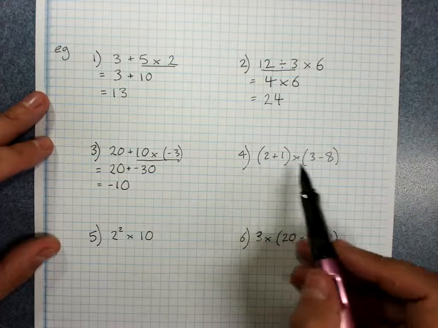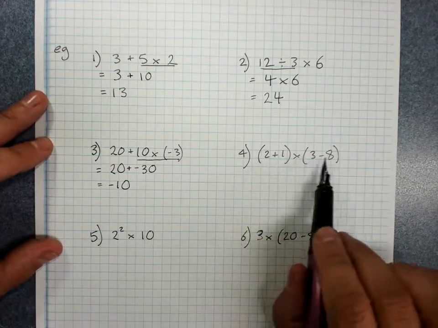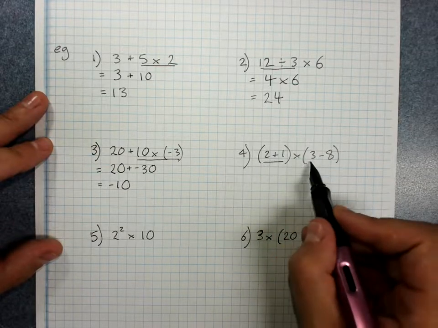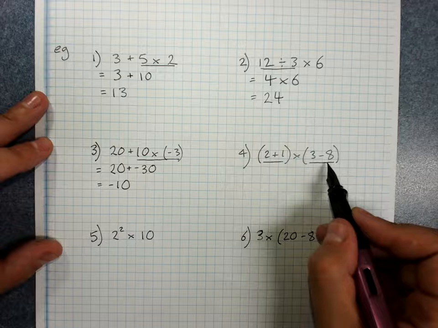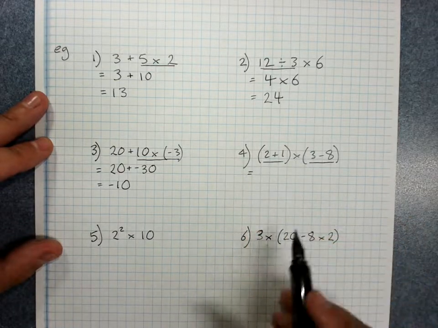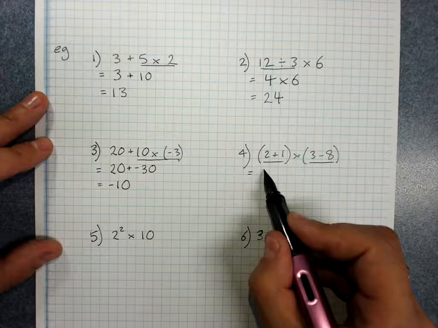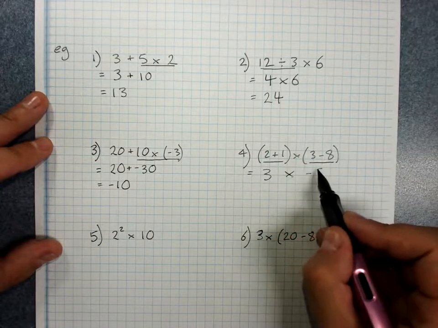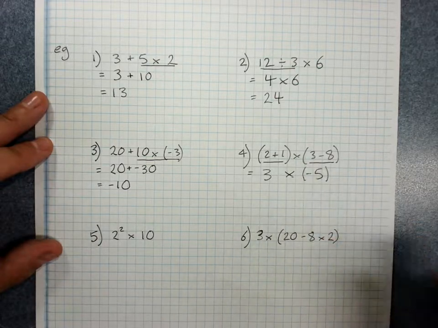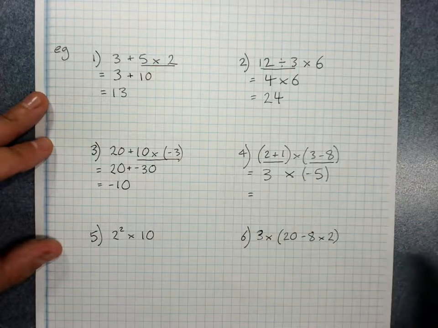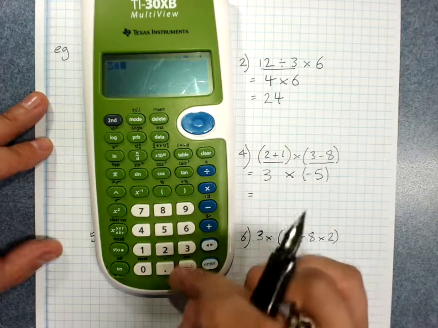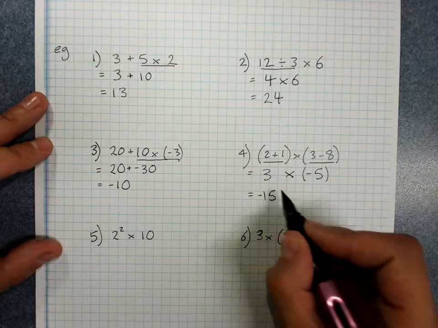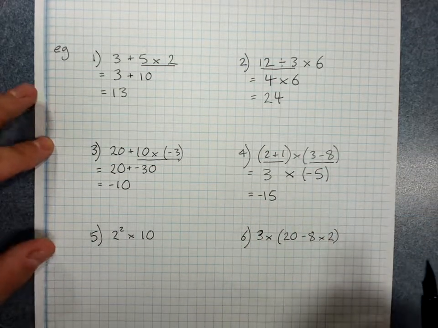Now here we've got sums in brackets. Now you're okay to do them both on the same line. Yes, I need to do this sum in the brackets first, but I need to do that one second, and it's just a times in between them, so it's okay. 2 plus 1 is 3, times 3 minus 8 is negative 5. If you want to put that in brackets, you can. And then 3 times negative 5, if you're feeling a bit shaky on your negatives, 3 times negative 5, negative 15. And remember, you can type that whole sum in and make sure that you're correct.